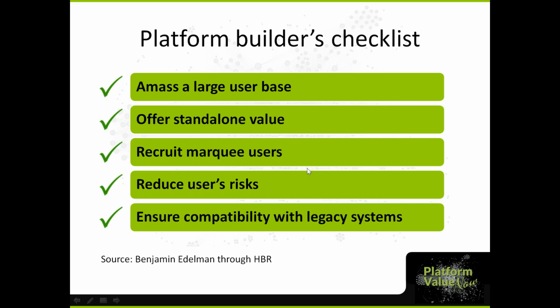You can also reduce the user's risk that are coming to your platform. Airbnb reduces the risk of people trashing an Airbnb provider's dwelling with insurance policies. You have to ensure compatibility with legacy systems. One of the big things at Amazon is that every technical person writing software in that company was required to make sure that their software would be compatible with the outside API users.